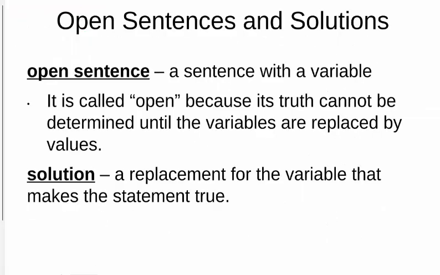All right, so now let's talk about open sentences and a solution. An open sentence is just a sentence with a variable. It's called open because we can't determine its value until the variables are replaced by values. So until we put some type of value in, we don't know what it is. It's open. A solution makes it true, makes both sides of that sentence correct. If it's an equation, it makes them equal. If it's an inequality, it makes the inequality true.